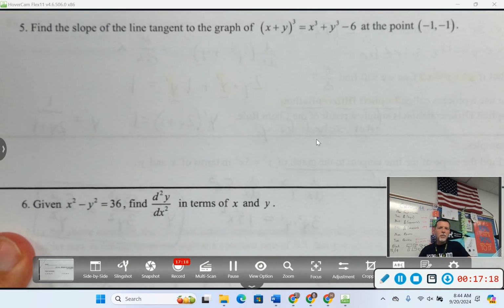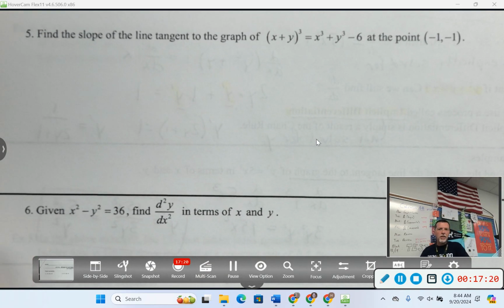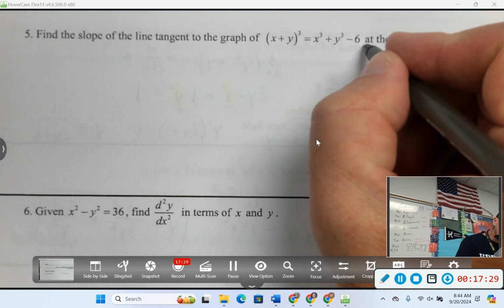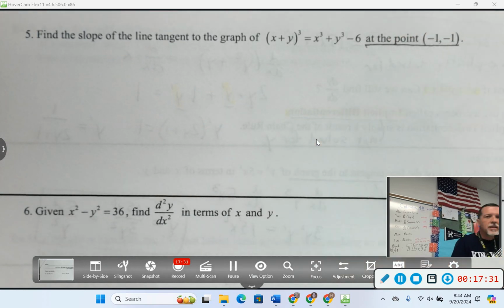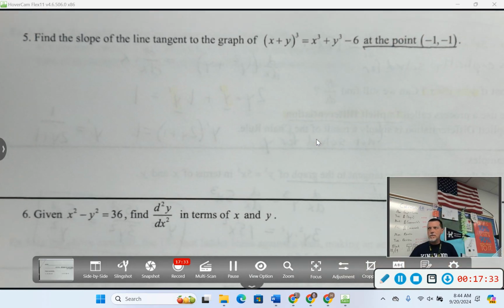Number 5, find the slope of the line tangent to the graph, so derivative, at the point -1, -1. What makes this problem different than all the previous ones? At the point. So what does that add to the problem? Yeah, we'll solve by plugging in -1, -1 at the end, right? It just adds an extra step.